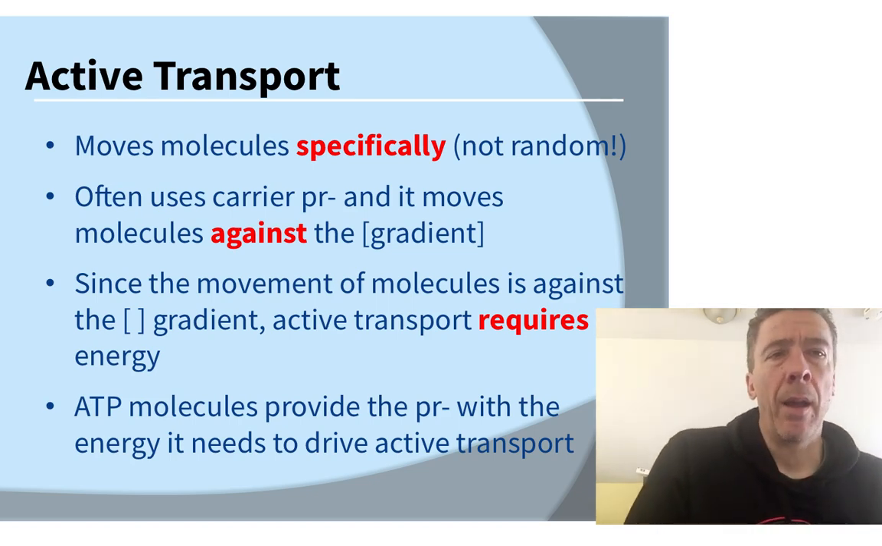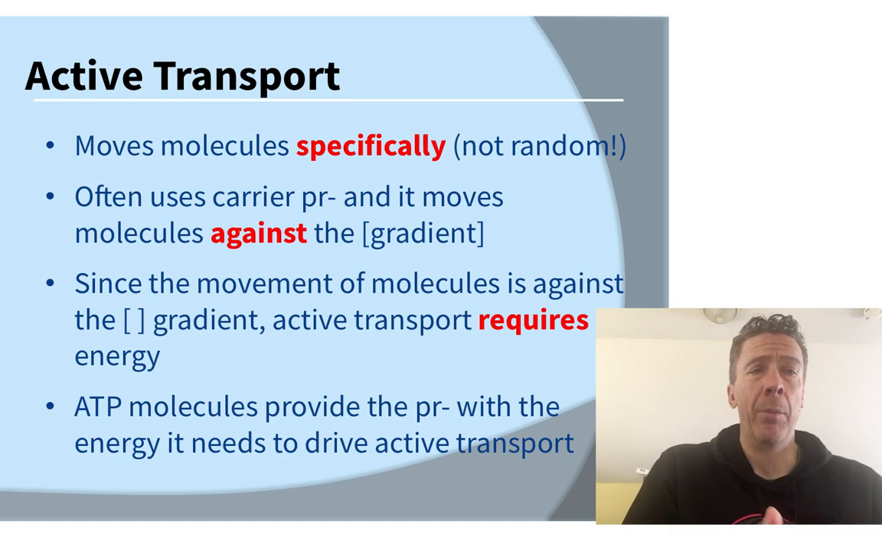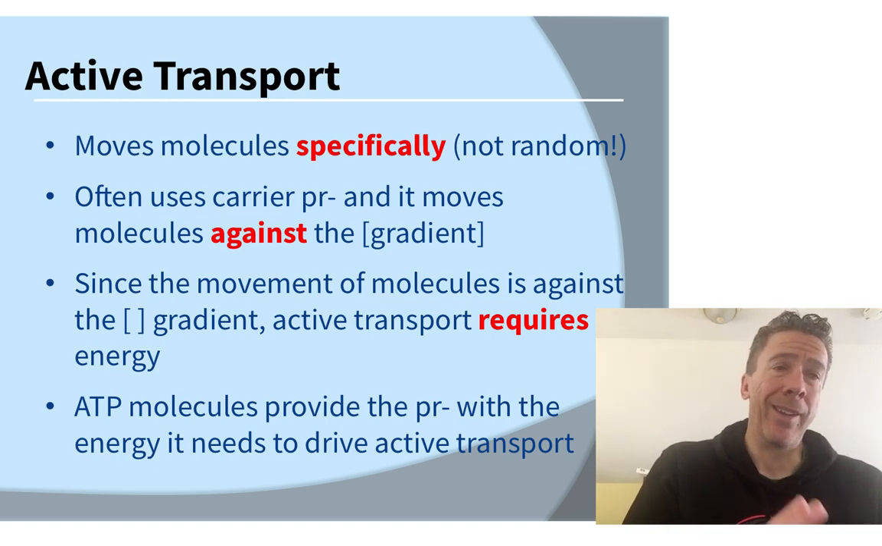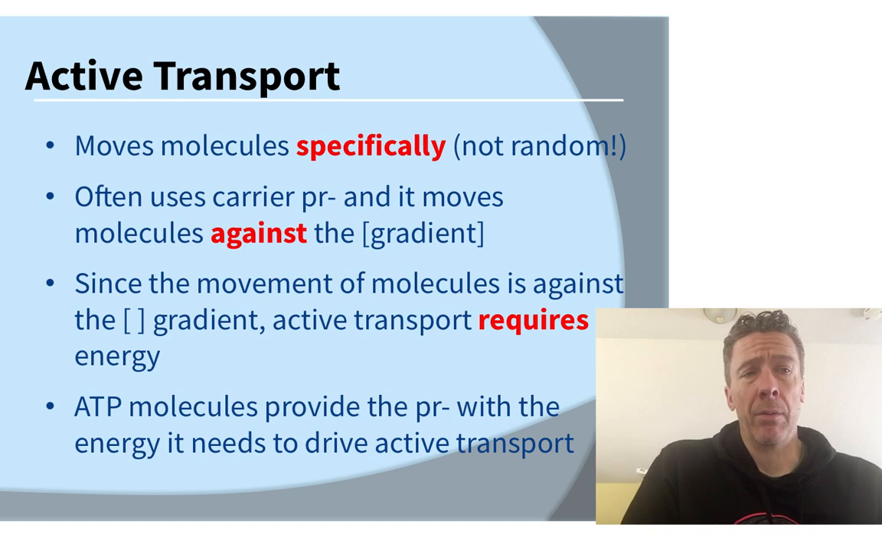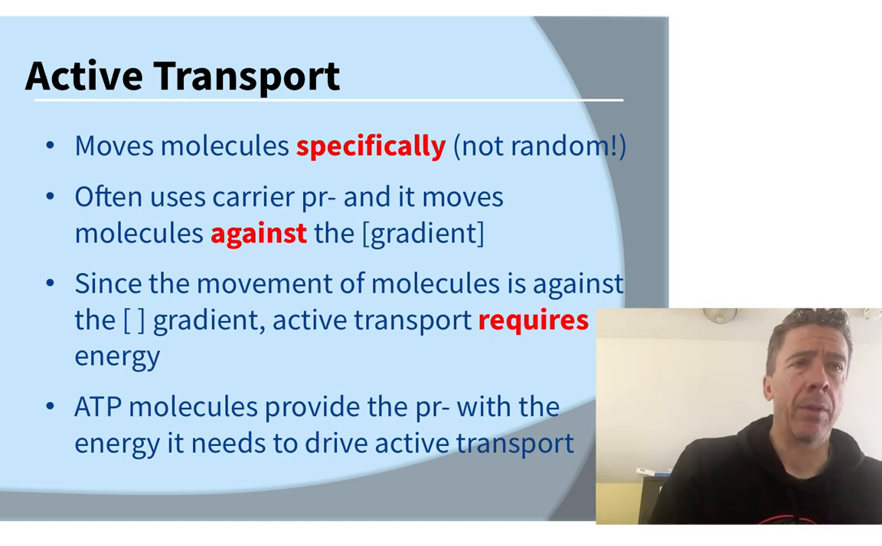So now we introduce active transport, and active transport has two real characteristics that are important. It moves specifically and it moves against the gradient. Those are big deals. Now, it also requires energy, and so we see ATP energy is required to do this. So you'll look at that and what are the pros and cons of active transport here?